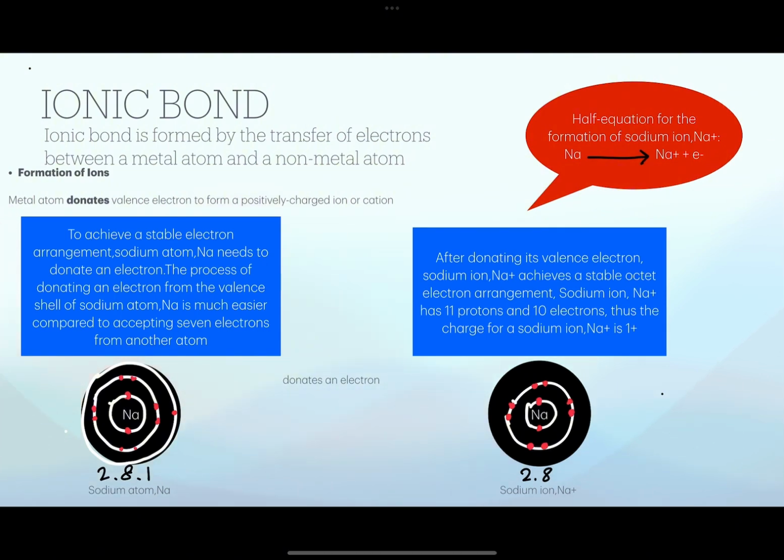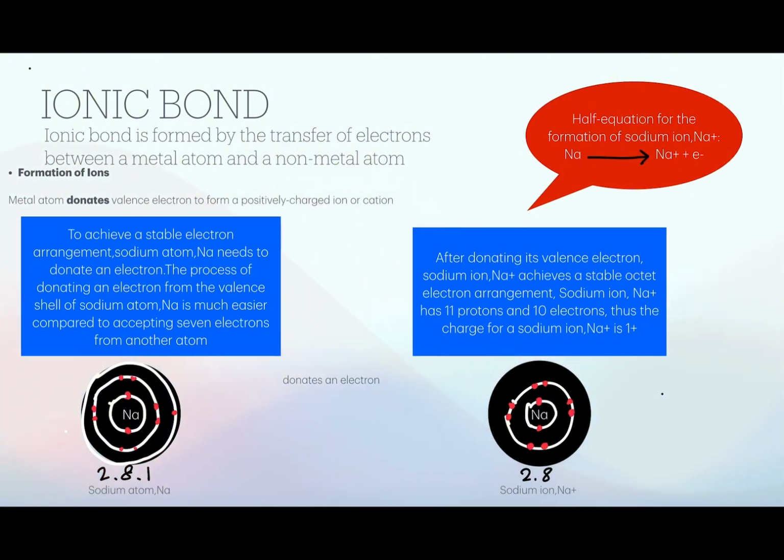Hi, I'm Ayosayhin. I'm going to talk about the ionic bond. The ionic bond is formed by the transfer of electrons between a metal atom and a non-metal atom. The formation of ions. Metal atom donates valence electrons to form a positively charged ion or cation.